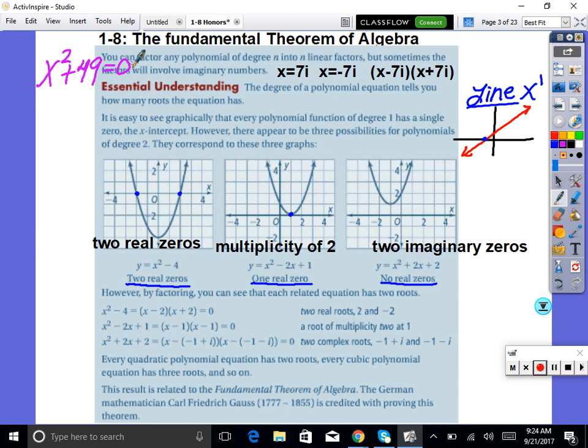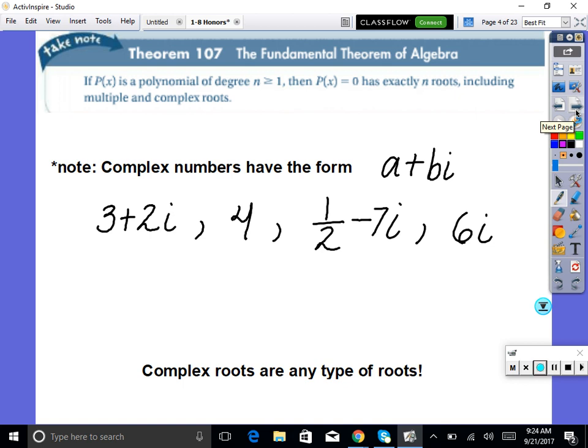Everybody understand? So it still has two solutions, and then this would have two imaginary zeros. So basically what this is saying is no matter what, degree 2's have two solutions. So how many solutions do degree 1's have? One. How many solutions do degree 3 have? 3. And so on. That's literally the fundamental theorem of algebra. It says the highest degree of the polynomial, if the polynomial is set equal to 0, has that many roots.